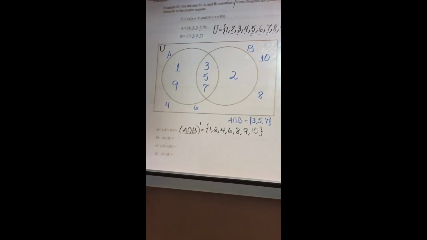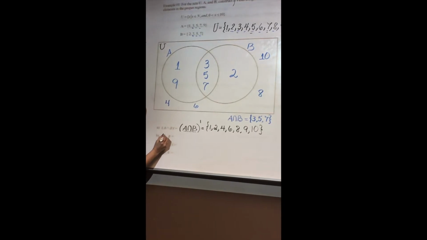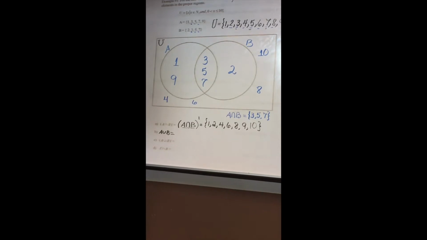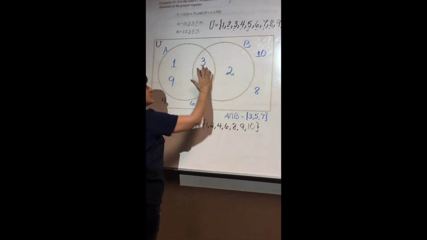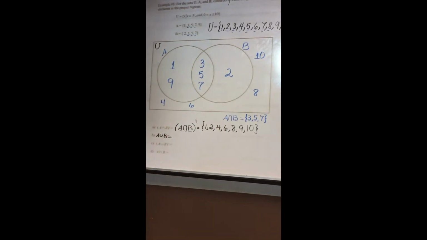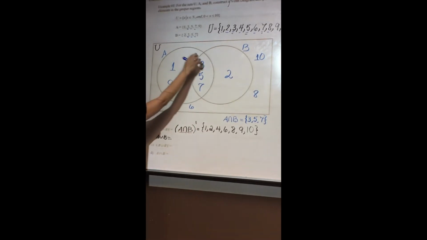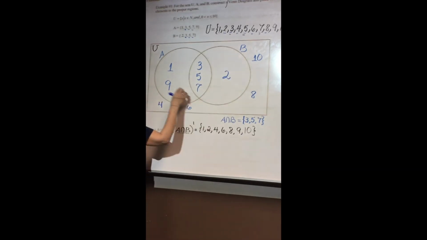Okay? Next question is A union B. So remember, A union B is everything in A together with everything in B. So what would that be? All of what's in here. Everything in A together with everything in B.